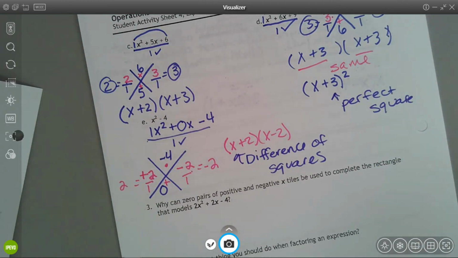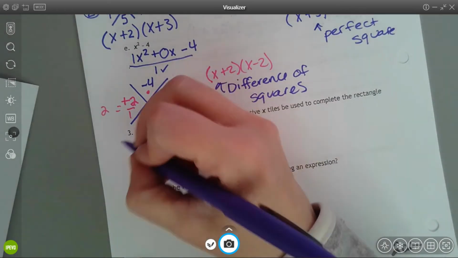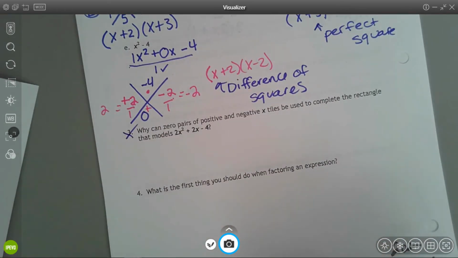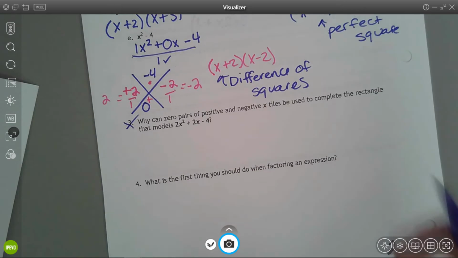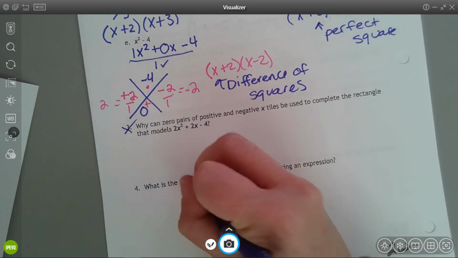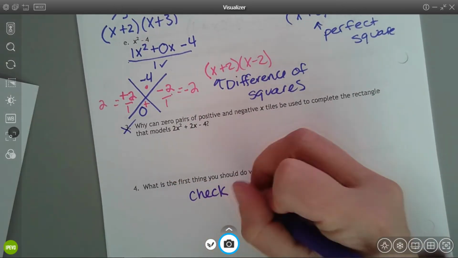Okay, so again, coming down here, we're going to cross off number 3. What is the first thing that we can do that we should do when factoring an expression is check for a greatest common factor.